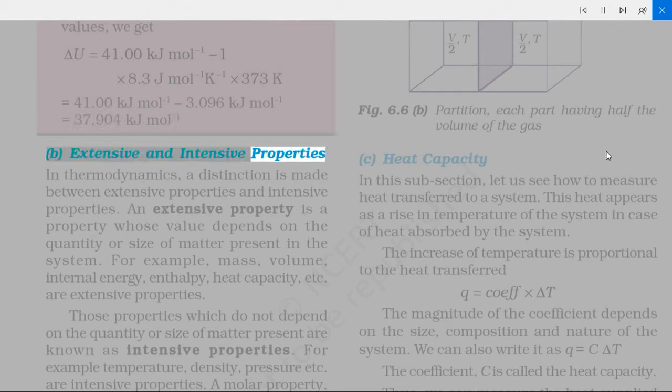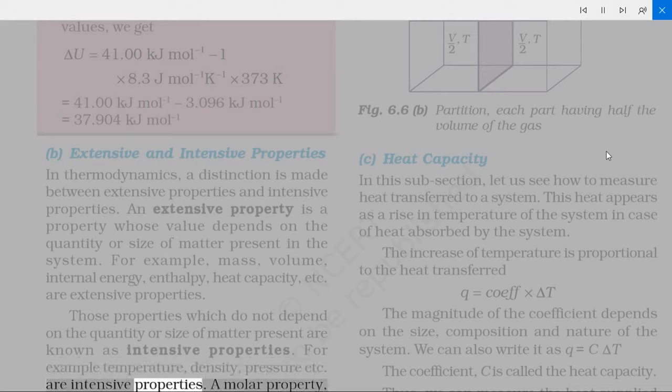Extensive and intensive properties in thermodynamics. A distinction is made between extensive properties and intensive properties. An extensive property is a property whose value depends on the quantity or size of matter present in the system. For example, mass, volume, internal energy, enthalpy, heat capacity, etc. are extensive properties. Those properties which do not depend on the quantity or size of matter present are known as intensive properties. For example, temperature, density, pressure, etc.